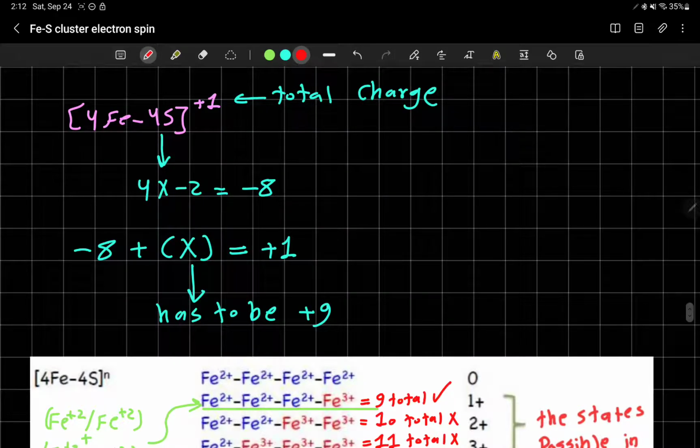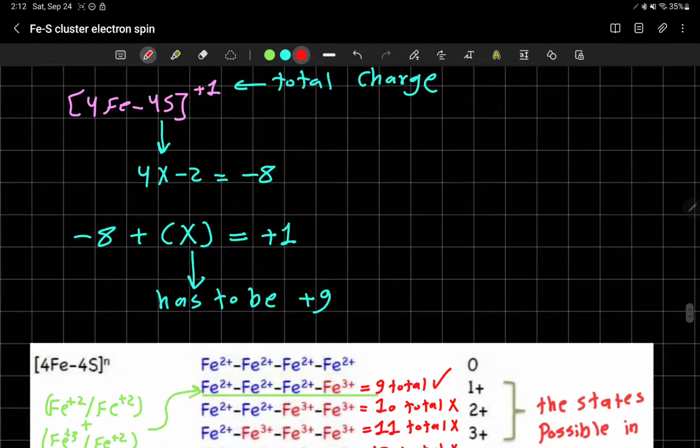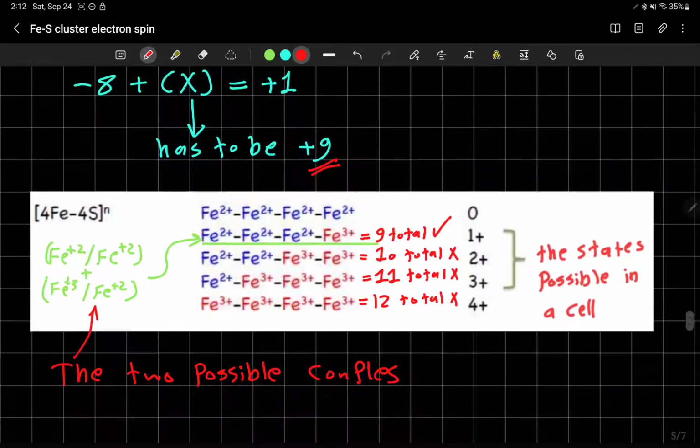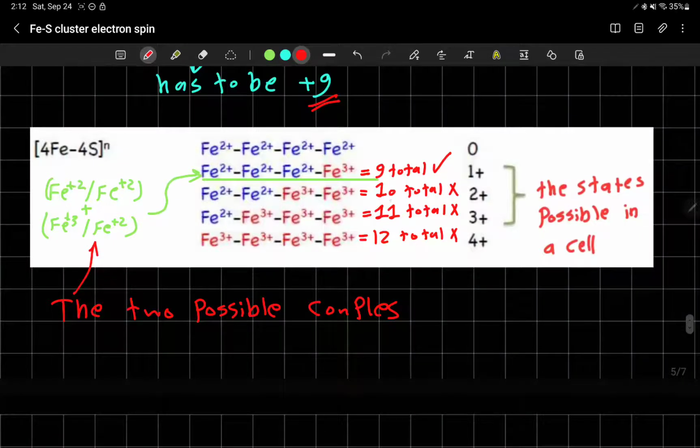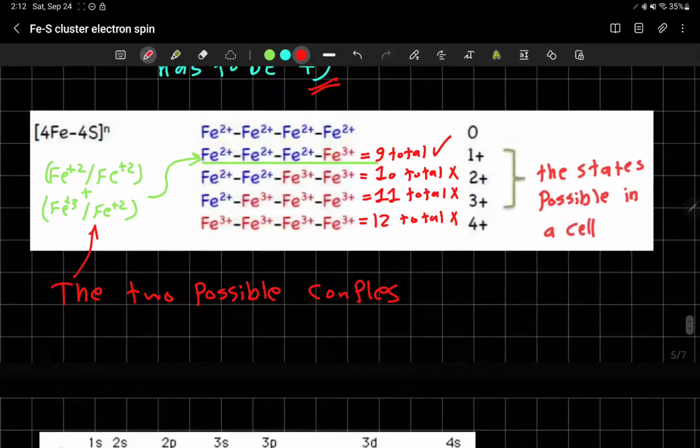Continuing in the +1 state, the total charge is +1. So again, we will find our X to be +9, because the sulfur is -8 in total, and we will need +9 iron charges. Here in this case, we have this one that gives 9. And this one will give you the possibility of 2 couples. The first couple that it can give is 2+ and 2+. And the second couple will be this 3+ and this 2+. So these are the two pairs that we have.